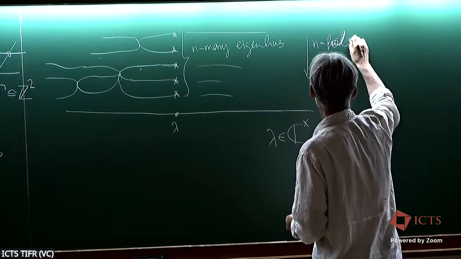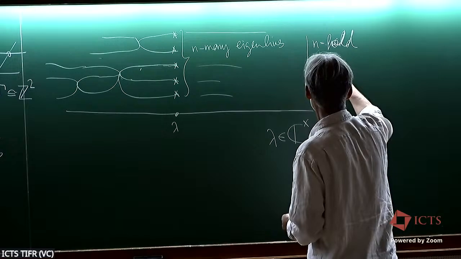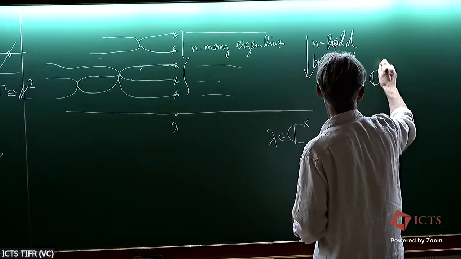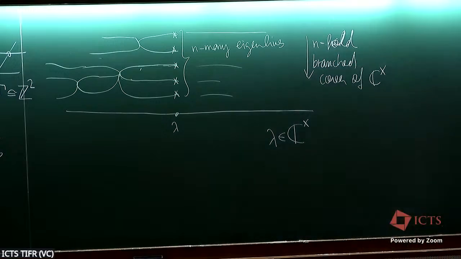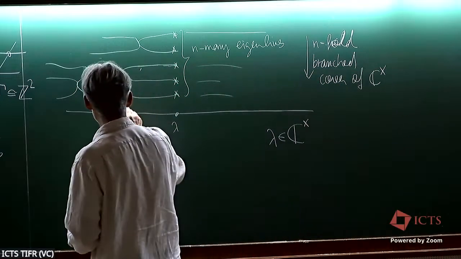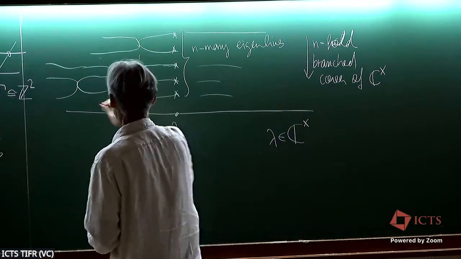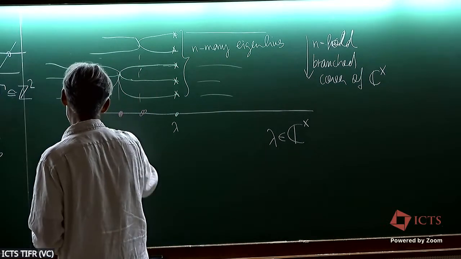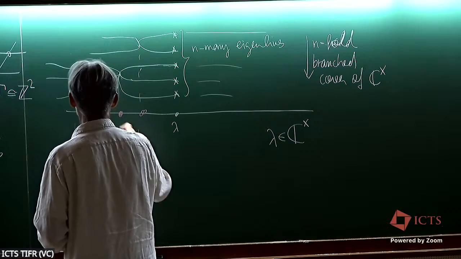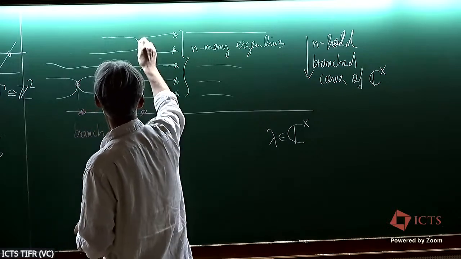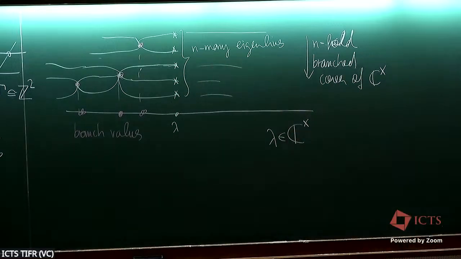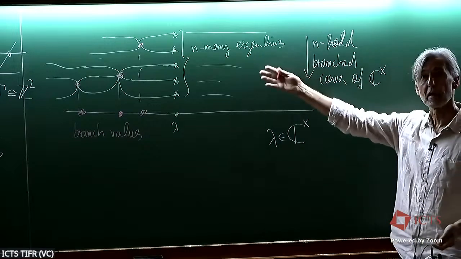N-fold branched cover of C without the origin. So it's not C dual C, it just means punctured C. And you see here special points, these branch points. The red guys, so these are the branch points. Branch values, I should say. And the guy upstairs is the branch points. Right? Branch points, branch values. So you get this degree n map down. So this is a Riemann surface up there, right?